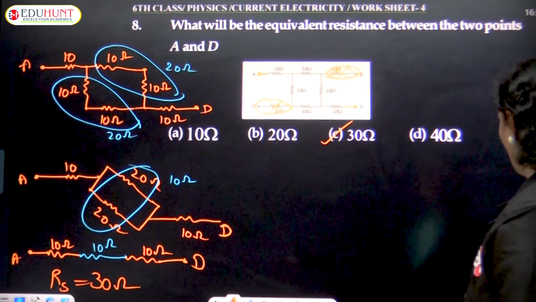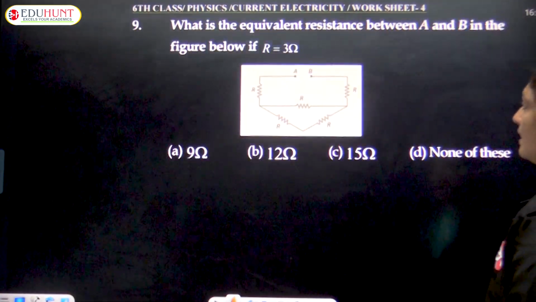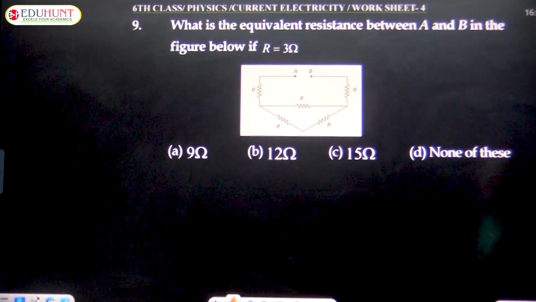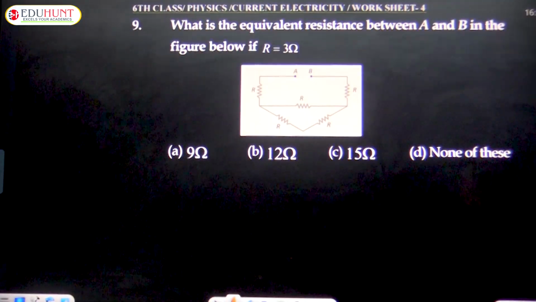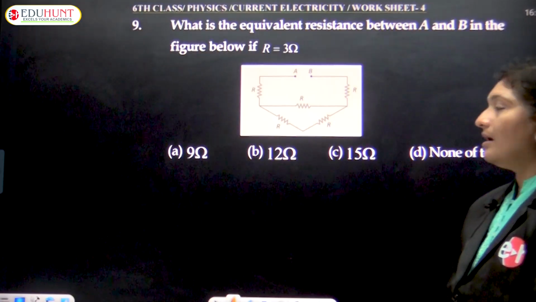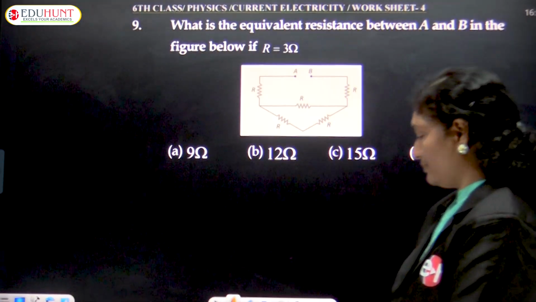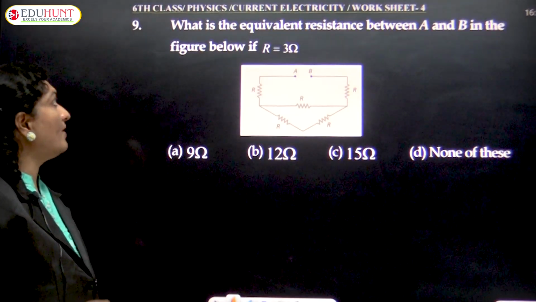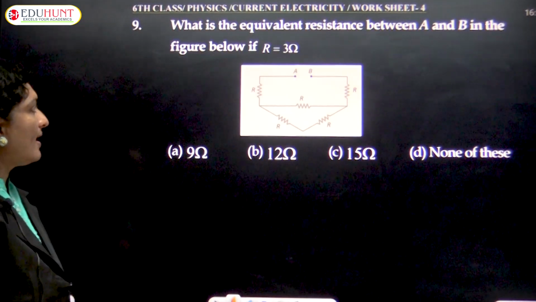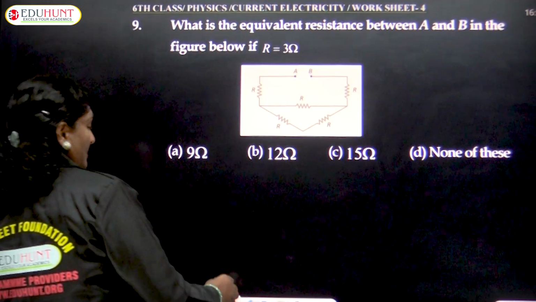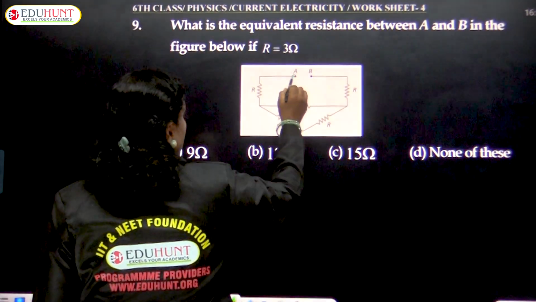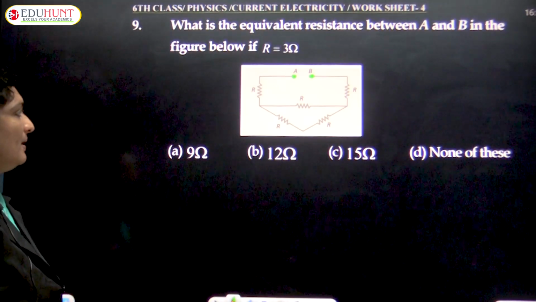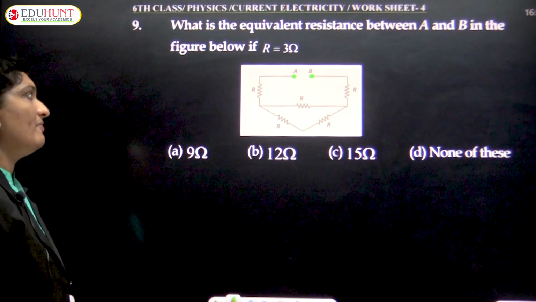is 30 ohms. Okay. So, moving to the 9th question. What is the equivalent resistance between A and B in the figure below if R is given to be 3 ohms? The value of each R is given to be 3 ohms, and you are asked to find out the equivalent resistance between A and B. So, let us focus on A and B. Here is A and here is B to be fixed. With A and B fixed, you have to simplify this.